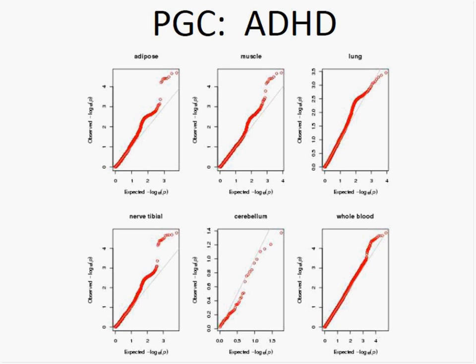And one of the things I want to draw your attention to: there's something that looks a little different from the null here for ADHD across several of these tissues. But you'll notice that the pattern is so similar across, for example, adipose, muscle, and nerve tibia, that you might be suspicious that this is driven by eQTLs that are actually cross-tissue eQTLs from many different tissues. And if you were to guess that, you would be largely correct.